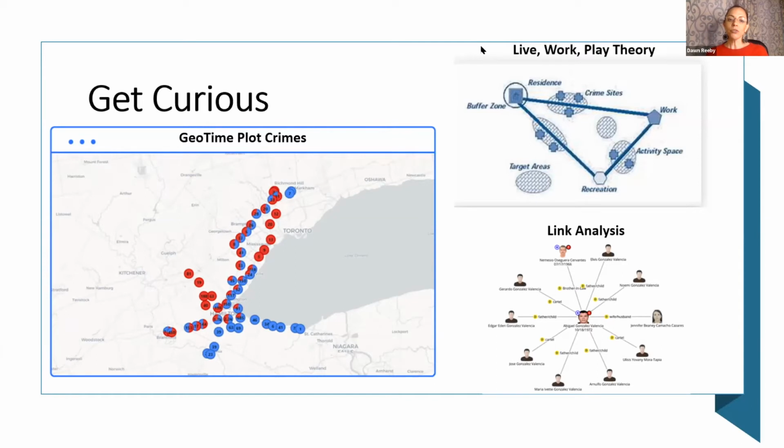Or maybe you use something like ArcGIS or GeoTime plot, where you can plot your crimes, or Google. And so here's an example of GeoTime's tool where you can plot some of your crimes and start to say to yourself, what am I getting curious about? What am I starting to see clusters around? Where are my repeat things and why is that happening? Questions, and more questions. Get curious. That is a key thing you want to do as an analyst and as a supervisor.